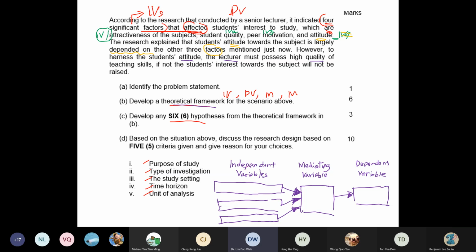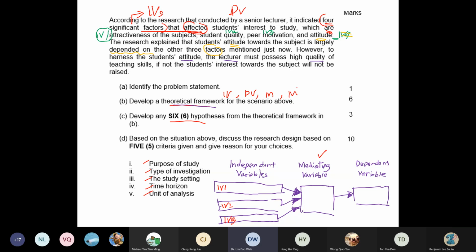So over here, for the independent variable, I'm going to fill in the attractiveness of the subject. It is my IV1. You need to write down one in your exam. Over here will be your student quality, then IV3 will be your peer motivation.